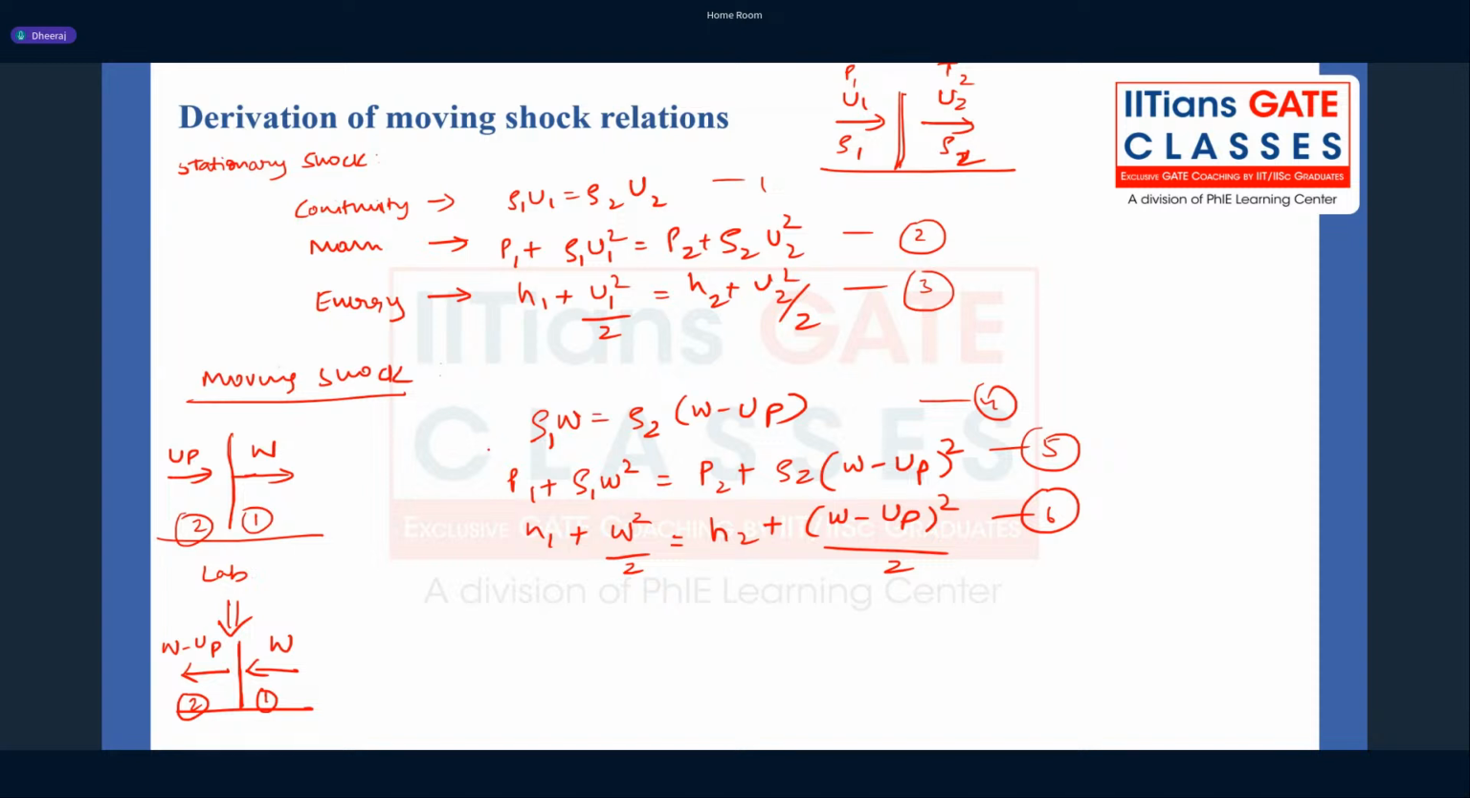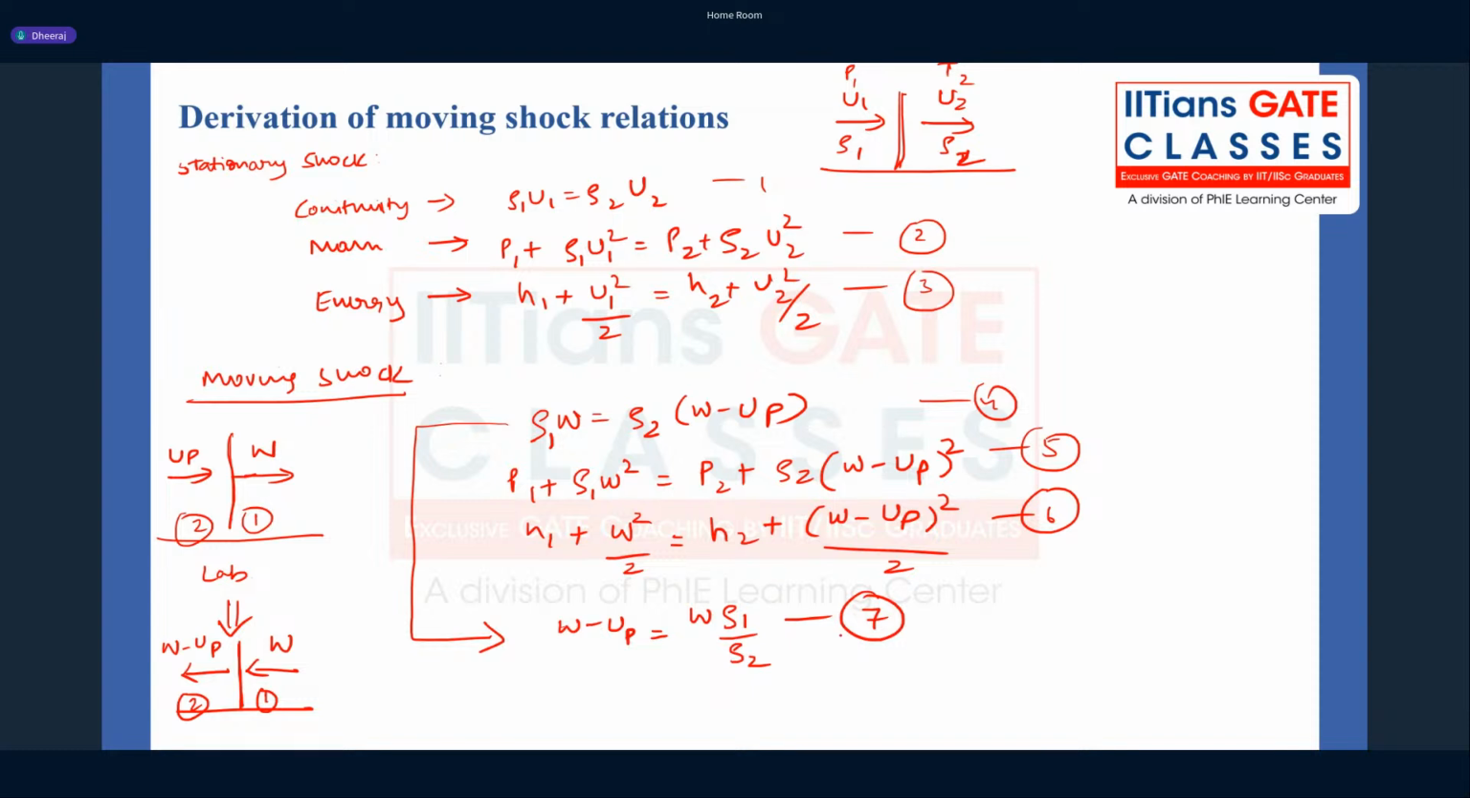From my continuity equation, I can write w minus up as w into rho1 by rho2. From these equations, I'll be substituting this 7 in 5 and 7 in 6, and writing this in terms of w. I'll be arriving at our usual Hugoniot equation, and we'll see how different it is from the stationary normal shock problem.